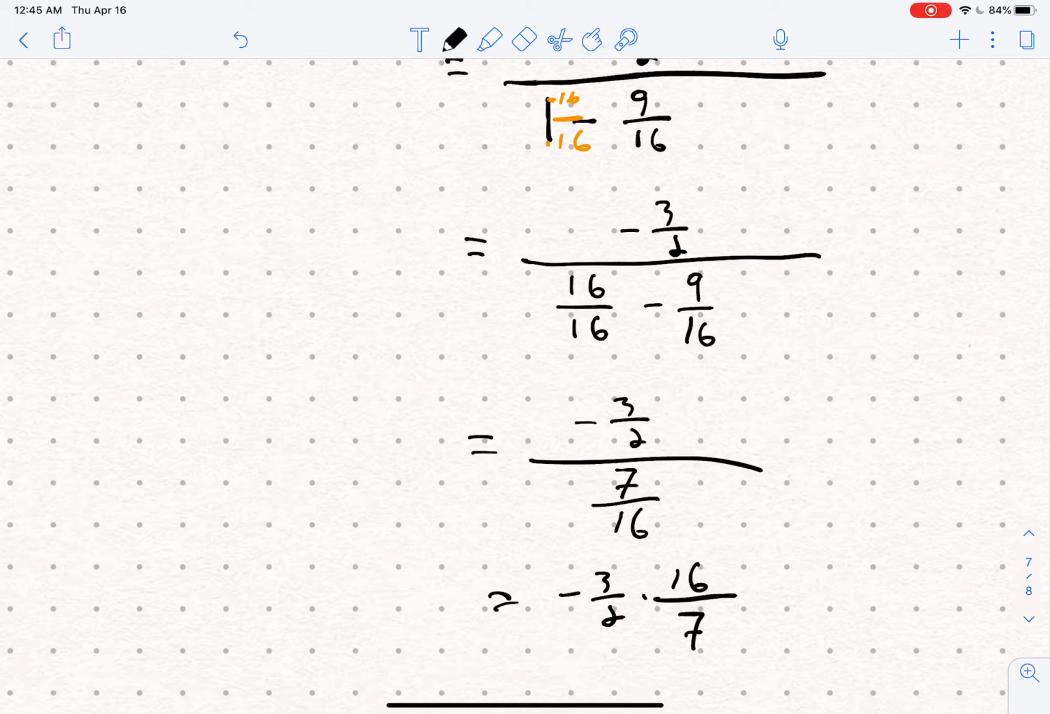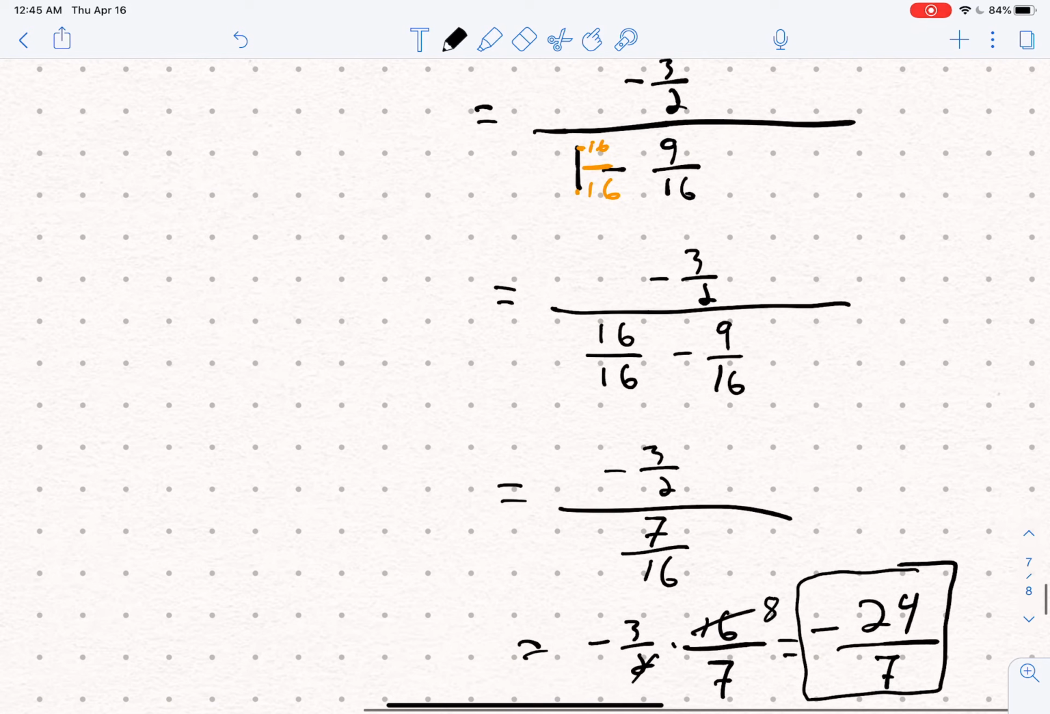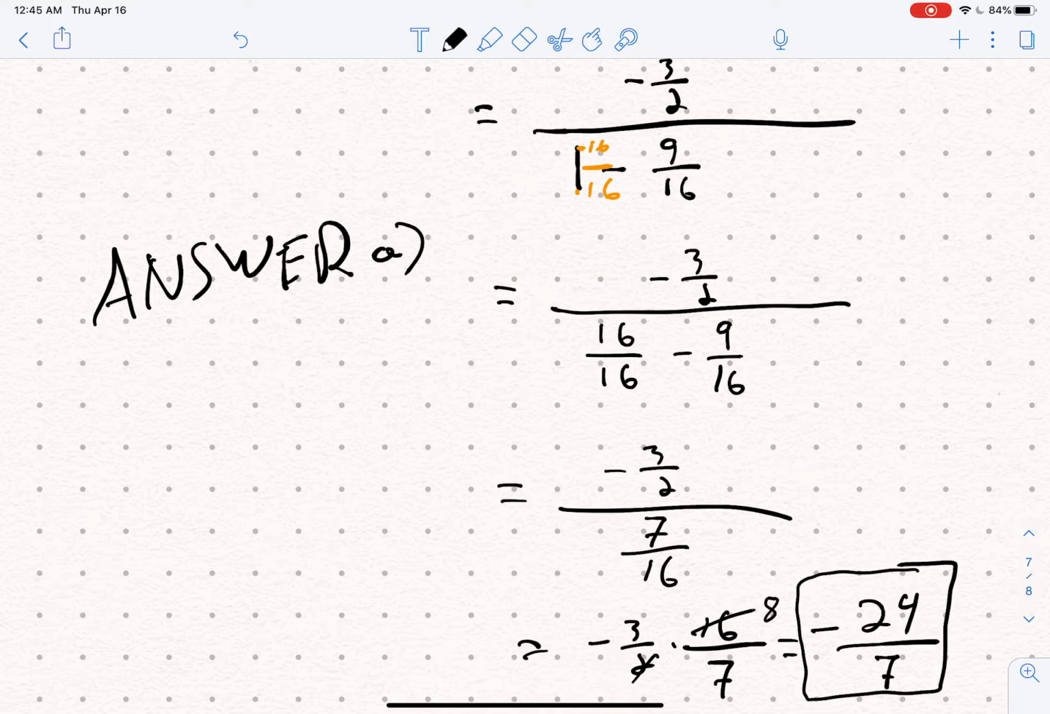We can multiply these. I notice that there's something I can cancel here. Since they're multiplied, I can cancel 2 on the bottom with the 16, which leaves behind an 8 up there. Altogether, 3 times 8 is 24, and on the bottom is 7. Oh, and there was a negative in front of the whole thing. Let's not lose that. Negative 24 over 7. So altogether, this is our answer for part A. Let's just collect our final answers here.